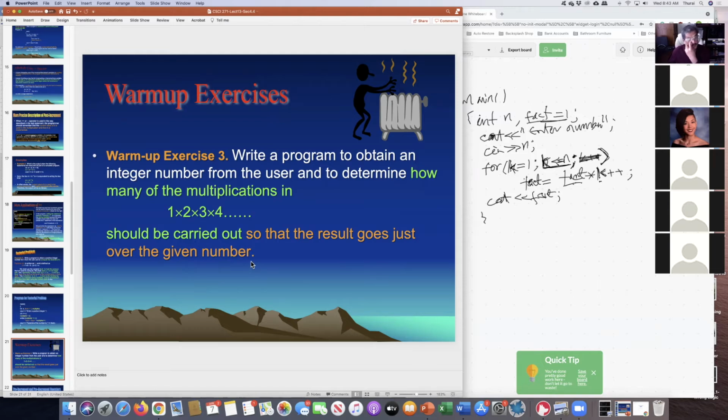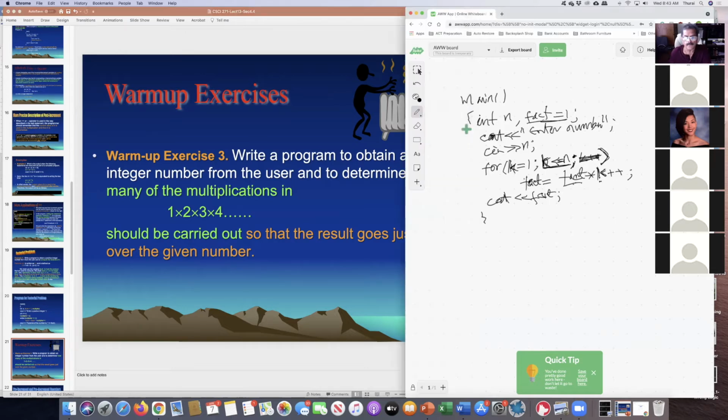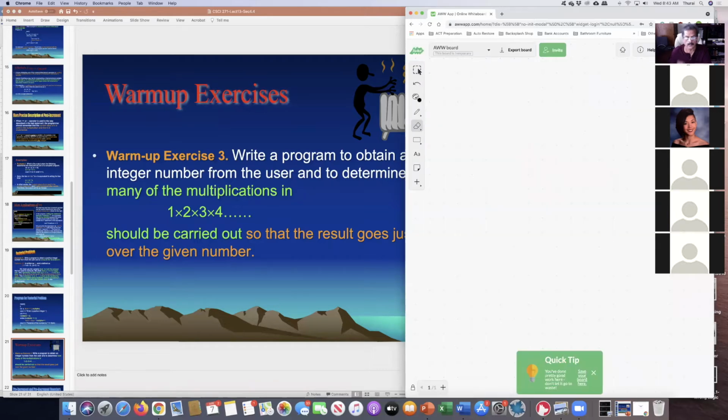You're counting how many of those multiplications are being done. So you need a counter. I expect you to write it in the chat.